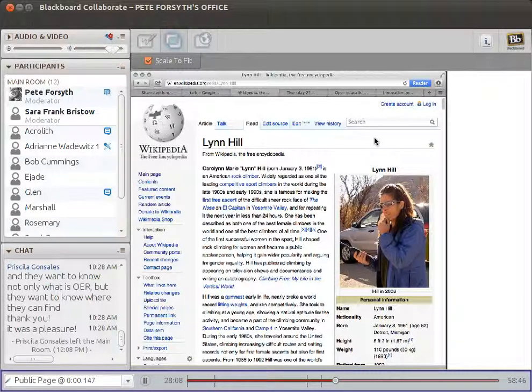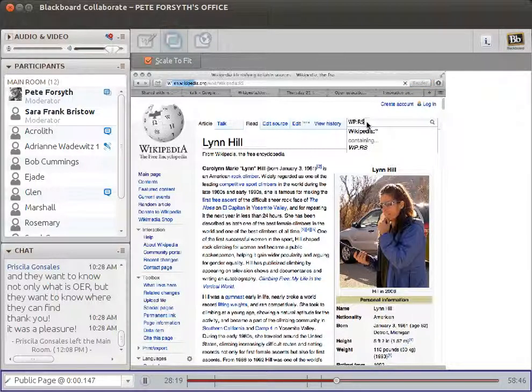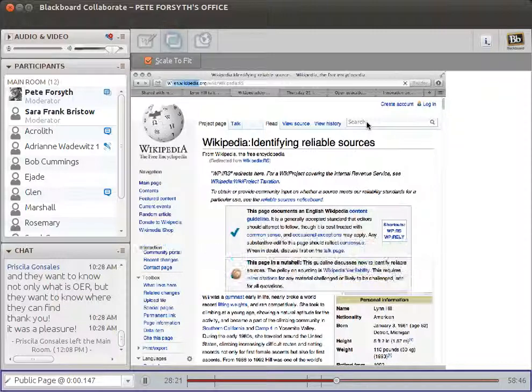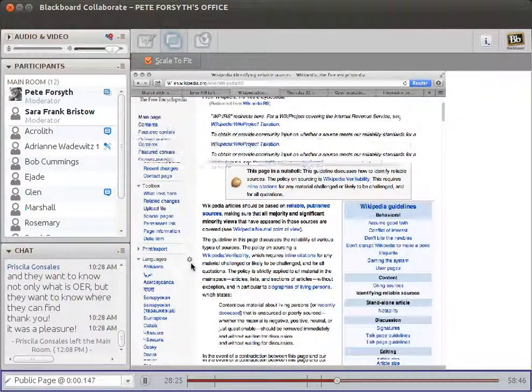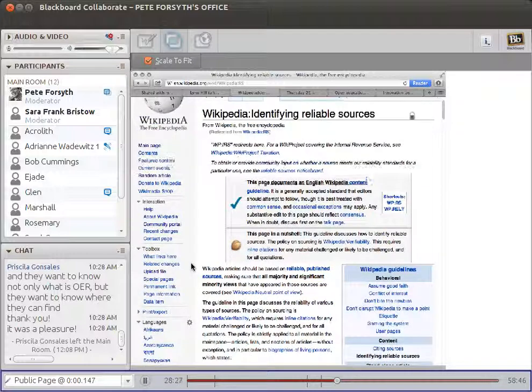The best kind of source is peer-reviewed scholarship, something that scholars have published and other scholars have looked at. That's sort of the gold standard. And then you go down the ladder into news and magazines and things like that. And that's the policy right there on reliable sources.